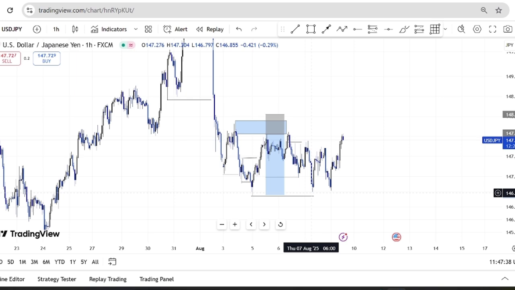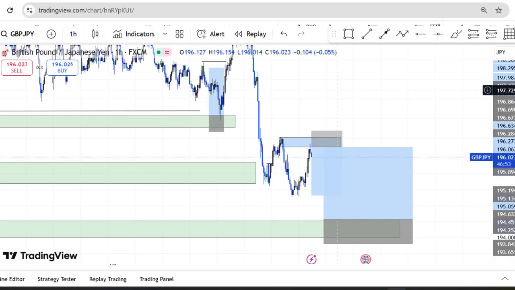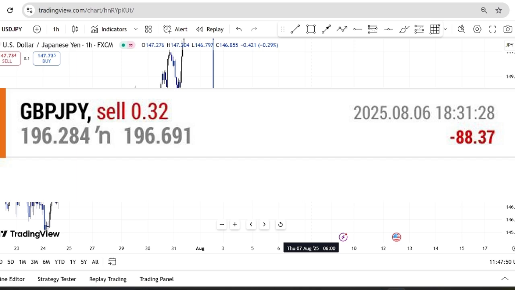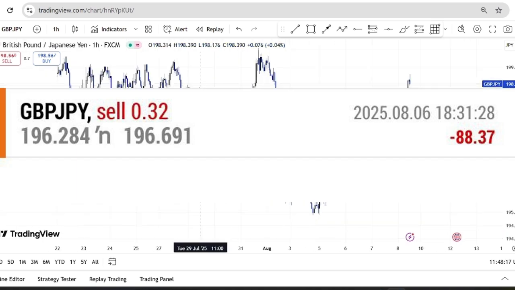So the next trade we took for the week was GBP JPY. It was also a sell. I was looking for sells on these two pairs for the week. All right.